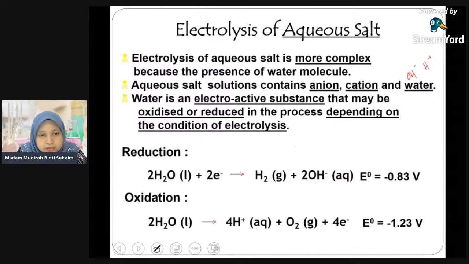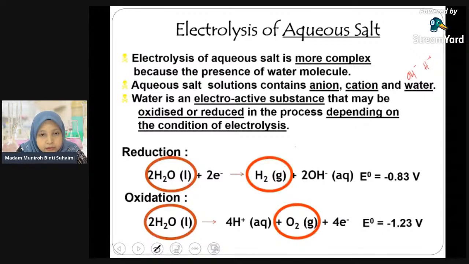This is the equation for water reduction and oxidation if water is selected for the product. Reduction at the cathode: if water is selected, hydrogen gas will be produced at the cathode and oxygen gas will be produced at the anode.